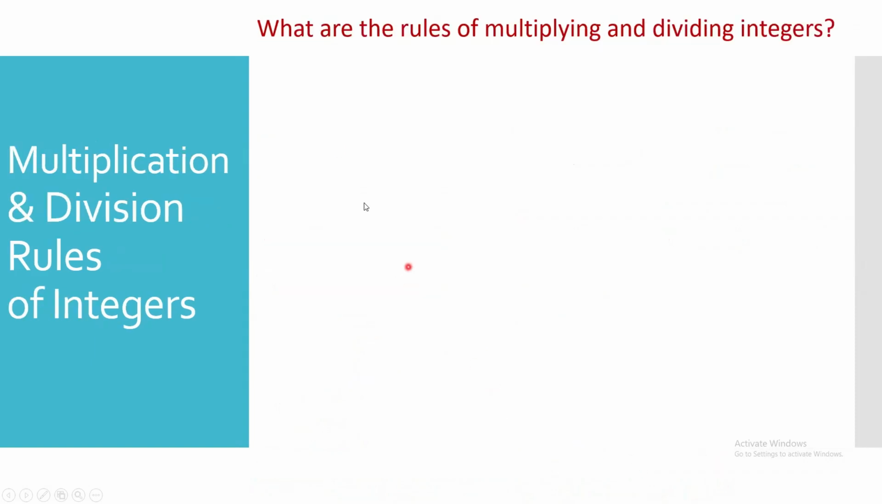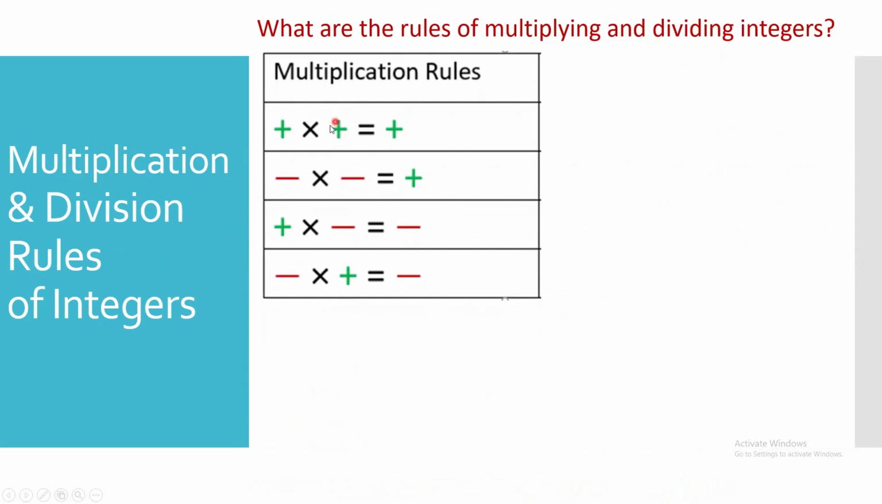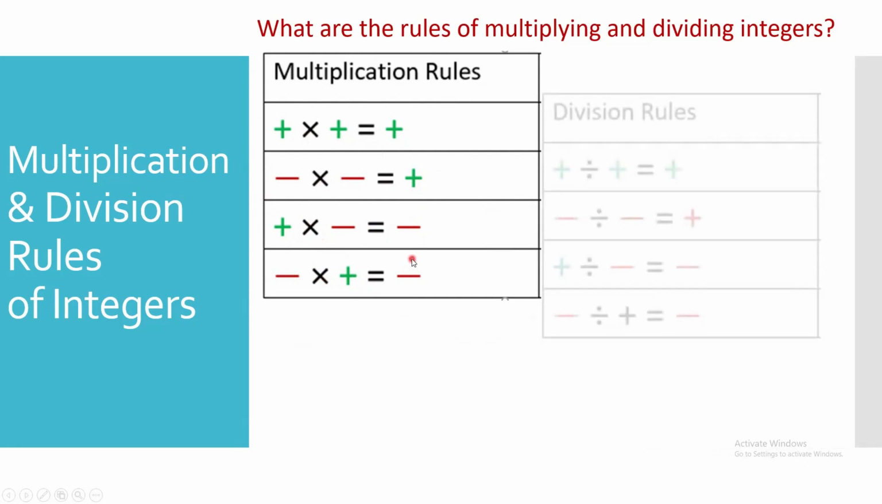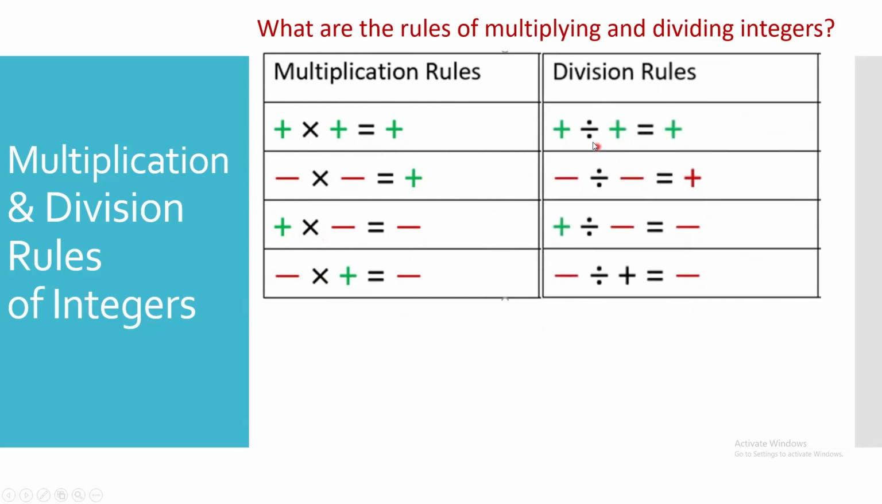My dear students, now the question is, what are the rules of multiplying and dividing integers? This is the multiplication rule, very easily presented here. Multiplication of two positive numbers gives a positive result. Multiplication of two negative numbers gives a positive result. If you multiply opposite signs, positive with negative or negative with positive, the result will be negative. The division rules I have presented side by side. If you divide two positive numbers, the result is always positive. If you divide a negative number by a negative number, the answer is positive. And if the signs are different, the result will be negative.